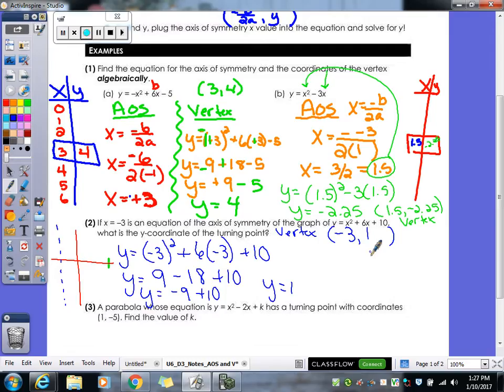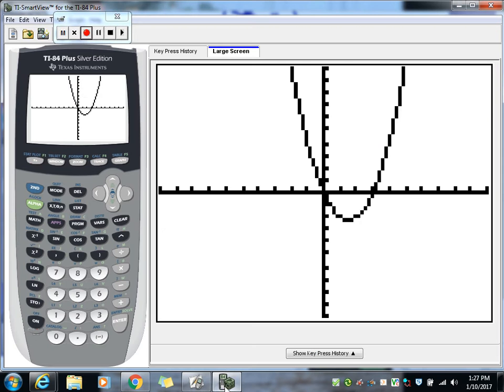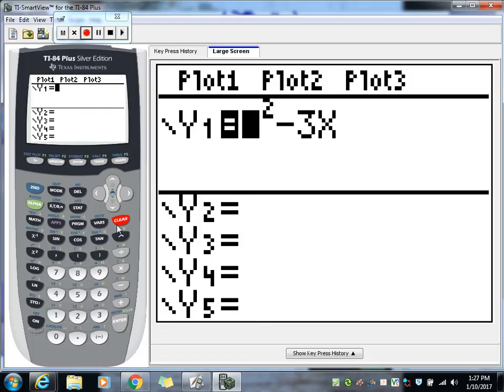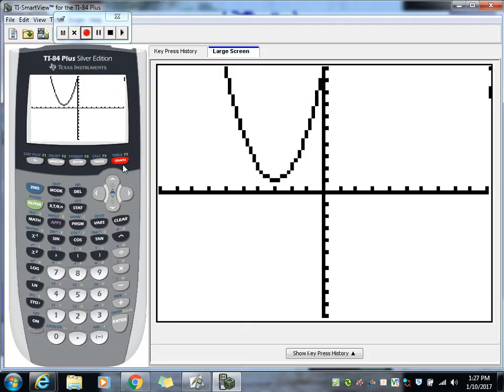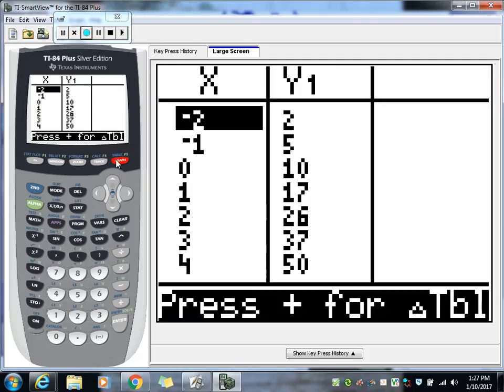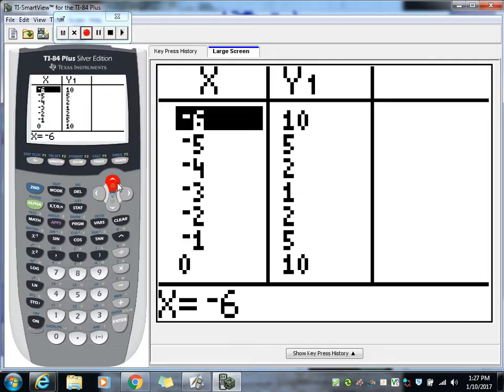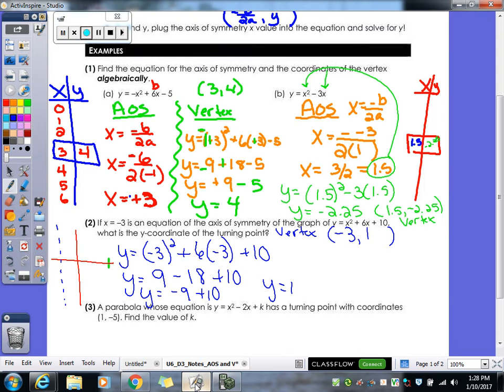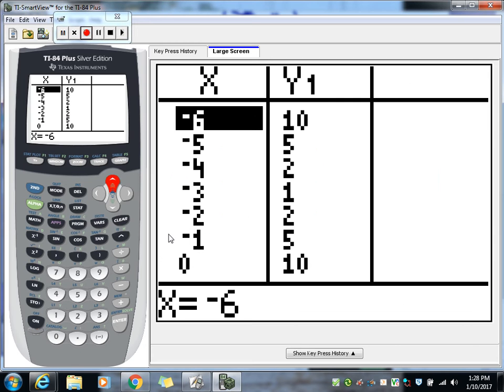Can we check it? Yeah. Put this in our calculator, x squared plus 6x plus 10. Go to y equals. Clear it out. X squared plus 6x plus 10. Go to graph. Go to second, table. Find your middle. And our middle was negative 3, 1, and that's what we got. Does everybody see that on the table? Negative 3, 1 was our middle.